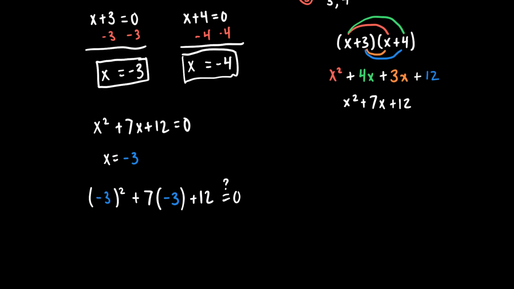So (negative 3) squared is 9. By the way, the reason that's 9 is because you're doing negative 3 times negative 3. You're not doing negative of 3 squared. All right. 7 times negative 3 is going to be minus 21. And then plus 12. Does that actually equal 0? So if you do 9 minus 21, that would give you negative 12. And if you add 12 to it, you get 0. So does 0 equal 0?